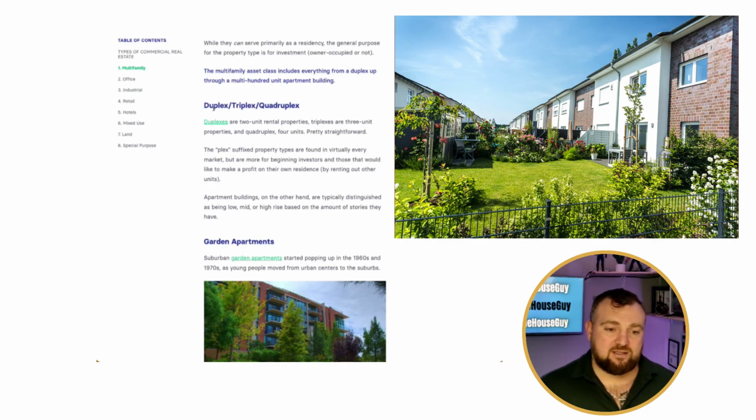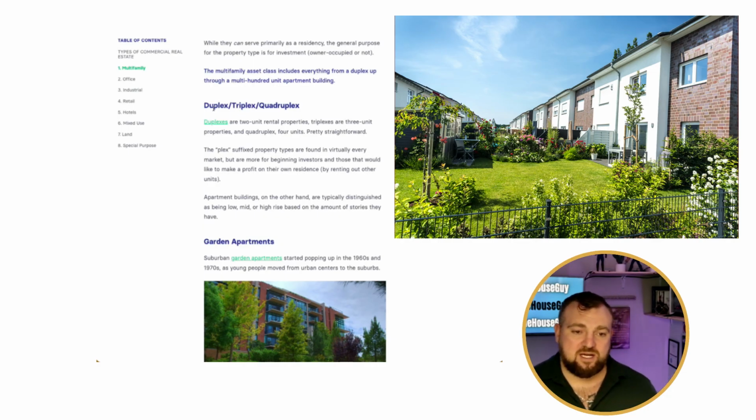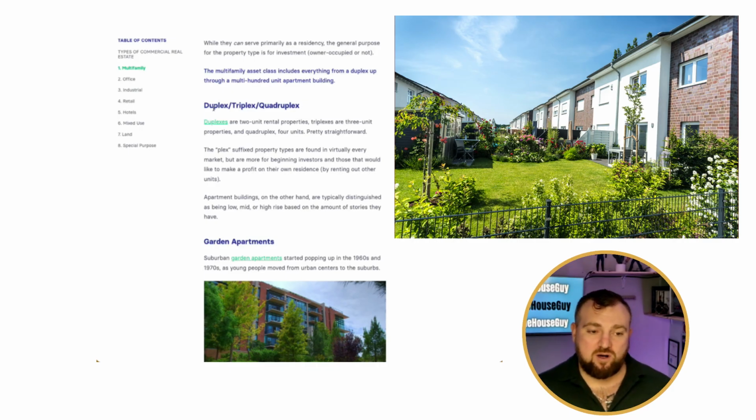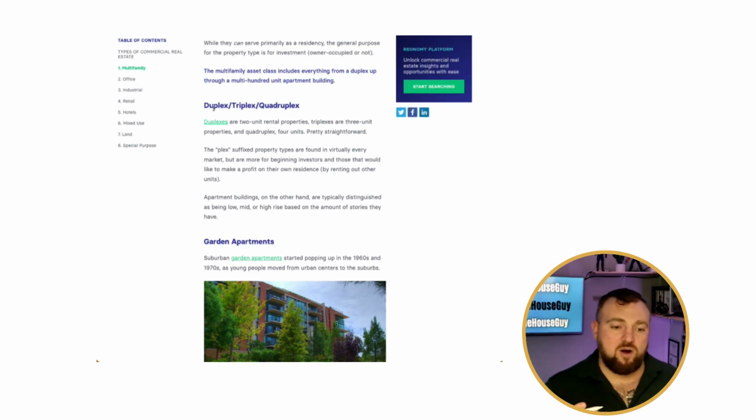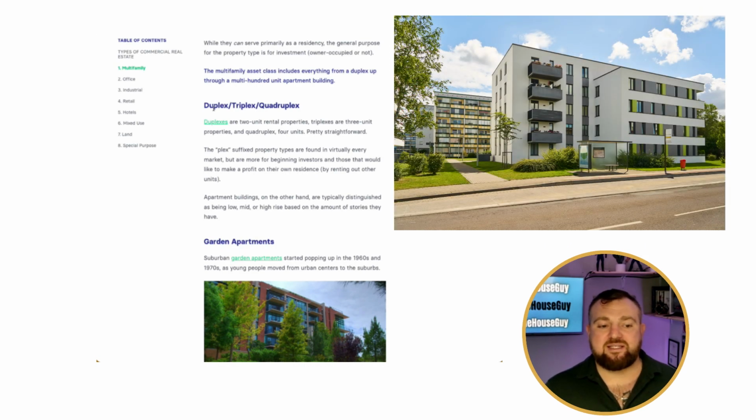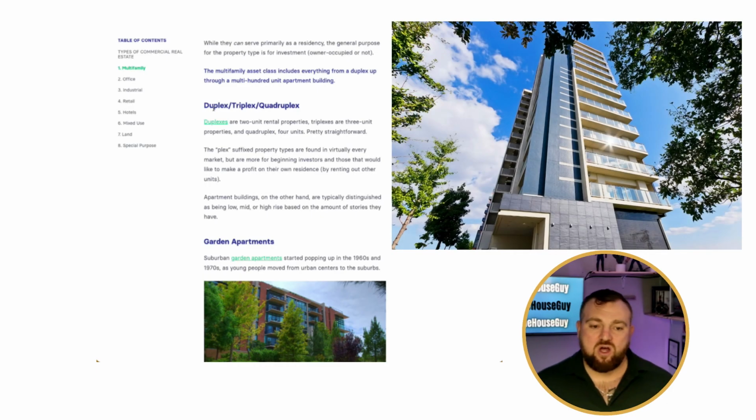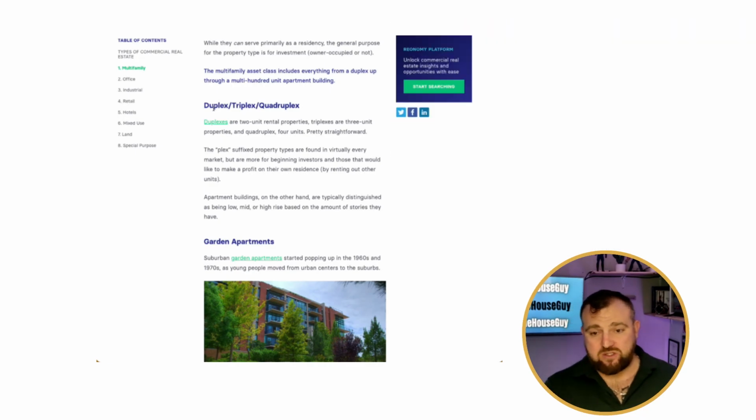Now, we have duplex, which is a 2-unit rental property, a triplex, which is a 3-unit rental property, a quadruplex, which is 4 units. Now, the plex property types are found in virtually every market, but are more for the beginning investors and those that would like to make a profit on their own residence by renting out other units. Apartment buildings, on the other hand, are typically distinguished as being low, mid, or high-rise based on the amount of stories they can have. So let's break this down a little bit more, and we're going to talk about a duplex.